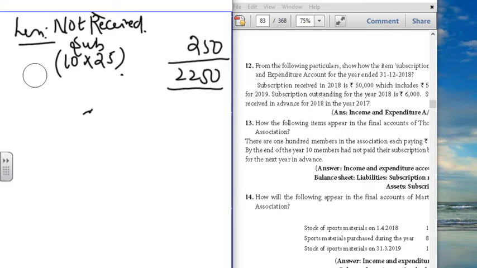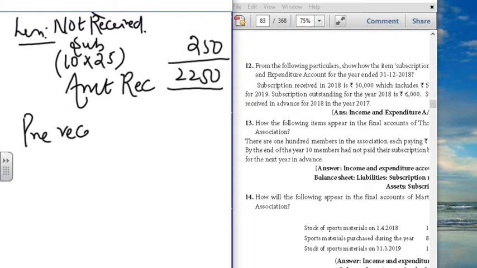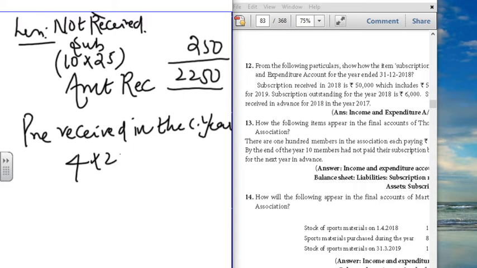2250 refers to the amount received. And the next thing, pre-received amount. They have received it before itself. So, pre-received in the current year. அதாவது future yearல pay பண்ண வேண்டியத current yearல கிடைச்சிருச்சு. 4 members into 25 is equal to rupees 100.